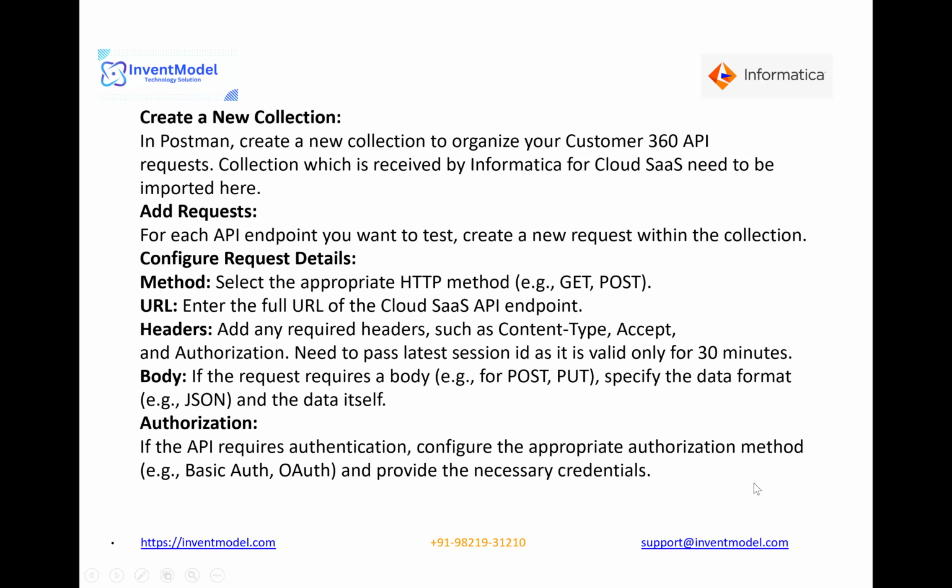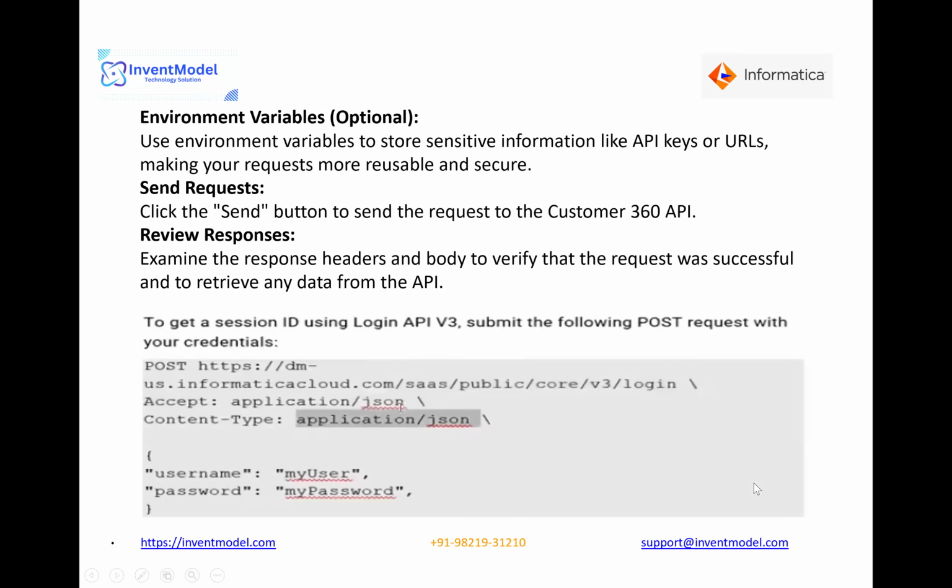Next. Environment variables, basically this is optional. And then we have send request. Once these things are set up, we can click on the send button to send the request to the Customer 360 or Business 360 from where we want to get the details. And once this request is sent, we will get the response back.